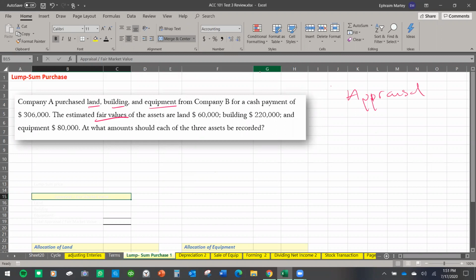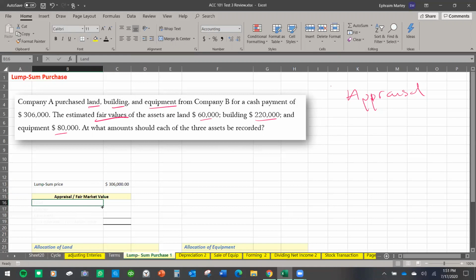I'm going to begin by finding my lump sum price. I bought it for 306,000. Then, because I have these numbers, I'm going to use them to find the percentage of my appraisal value and multiply that by the lump sum price. So let's do it practically.